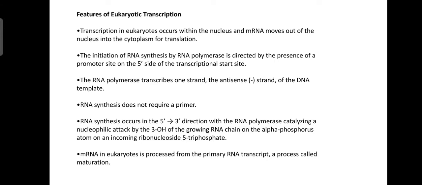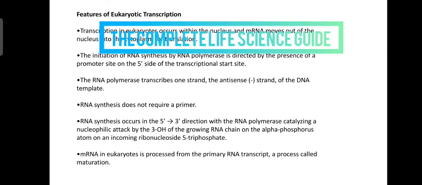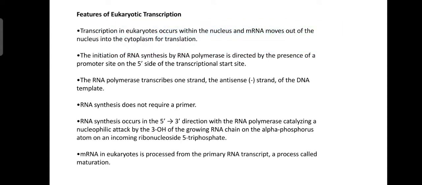The initiation of RNA synthesis by RNA polymerase is directed by the presence of a promoter site. Where is the promoter site present? In the 5' side of the transcriptional start site. We know the direction of synthesis is 5' to 3'. So on the 5' side of the transcriptional start site, the promoter site will be present, and RNA synthesis by RNA polymerase is directed by the presence of this promoter site.